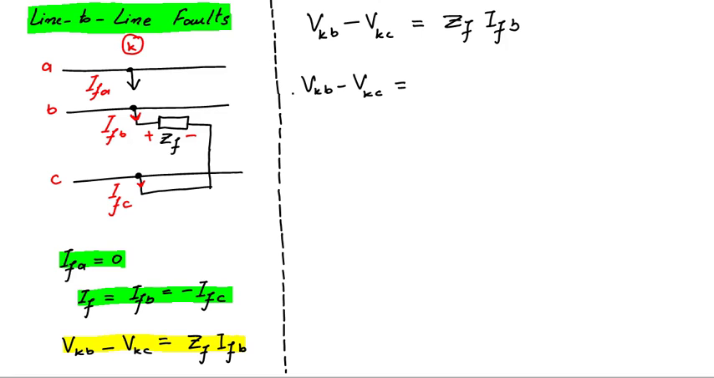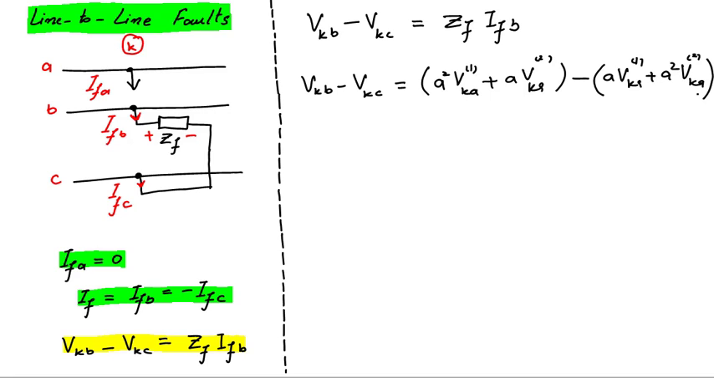We have already seen that in case of a line to line fault, the zero sequence circuit is not involved. As zero sequence current is 0, the zero sequence voltage will also be 0, so no need to write the zero sequence voltage. Here I am going to write only the positive and negative sequence components of this voltage VKB. So VKB is a square times VK positive sequence plus a times VK negative sequence. These are the two sequence components of phase B, positive and negative, minus similarly the two sequence components of VKC, that will be a times VK positive sequence plus a square times VK negative sequence.